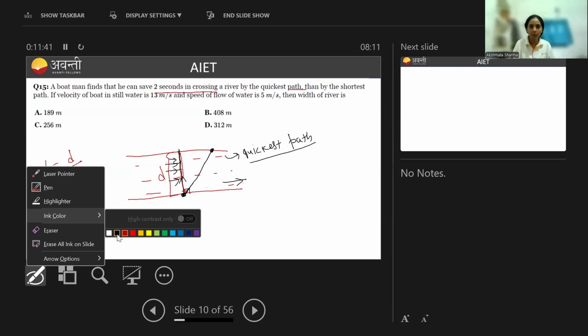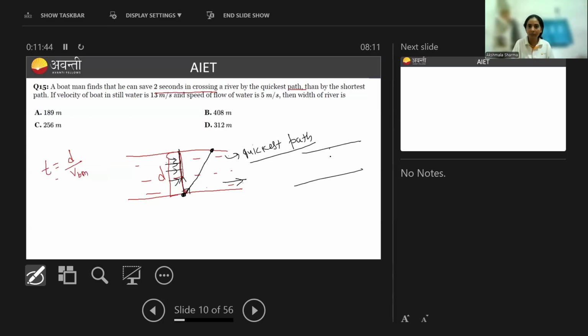For the shortest path, if this is the river and this is the river current direction, then you will align yourself like this. You will start swimming in this sense such that one component of your velocity, let's say this is your velocity, so this is your V sine theta. V sine theta will get cancelled by the river velocity, and you will have velocity V cos theta in the normal sense, and then you will end up here because there is no velocity in the horizontal direction. River velocity is getting cancelled by V sine theta here. So the person will start from A and end up at B.